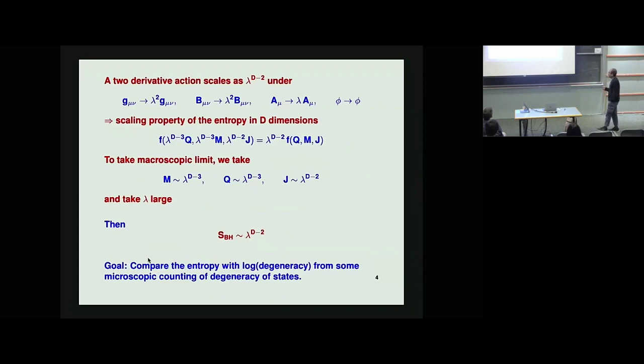This makes it easy to take the macroscopic limit. The macroscopic limit means you want the black hole to be large, and that can be achieved by simply scaling the mass, charge and angular momentum in this way, and then taking lambda to be large. In this limit the black hole becomes big and the entropy scales as lambda to the d-2. Typically our goal has been to compare the entropy with the log of the degeneracy, and the log of degeneracy has to be counted from some microscopic counting of the degeneracy of states.